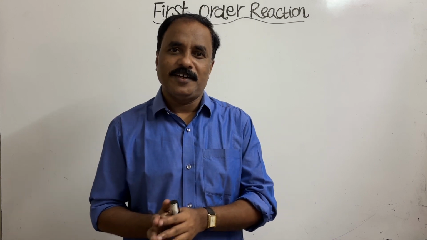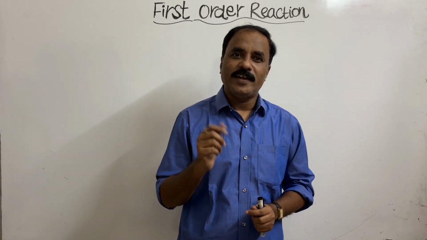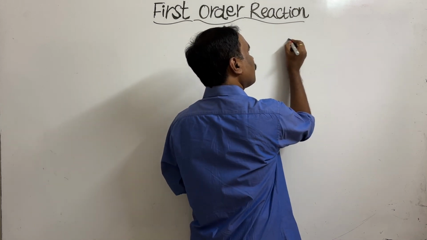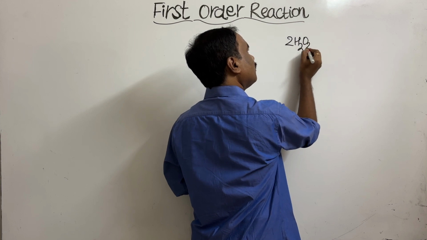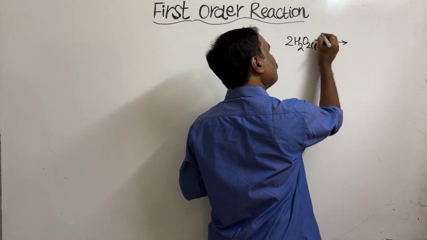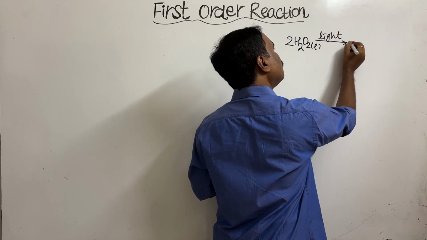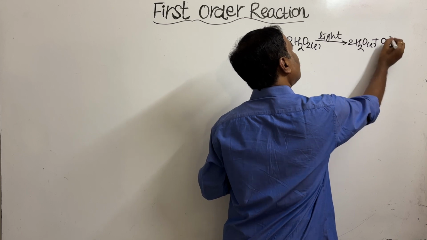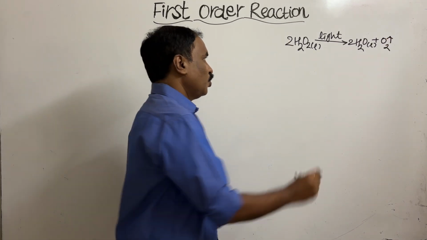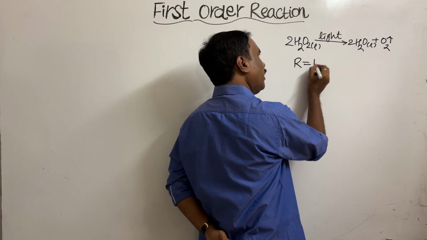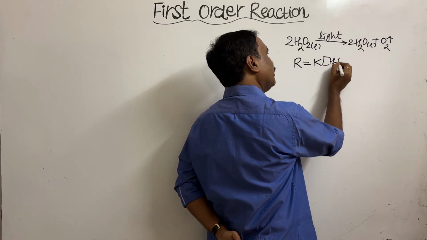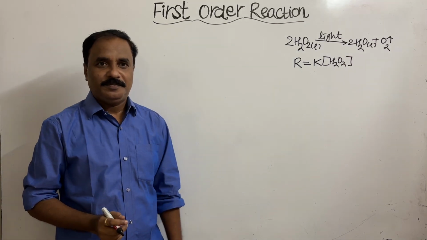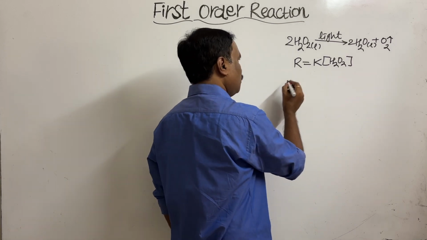Decomposition of hydrogen peroxide. When hydrogen peroxide is exposed to light, it gives water and oxygen gas is released. So here rate of reaction is directly proportional to concentration of hydrogen peroxide. This is the rate law in case of decomposition of hydrogen peroxide.